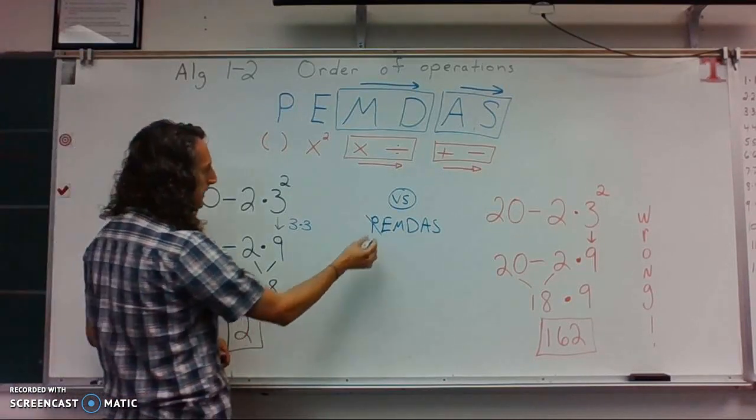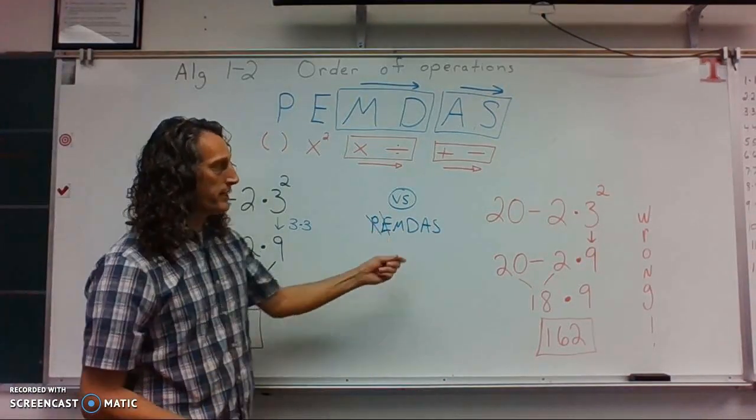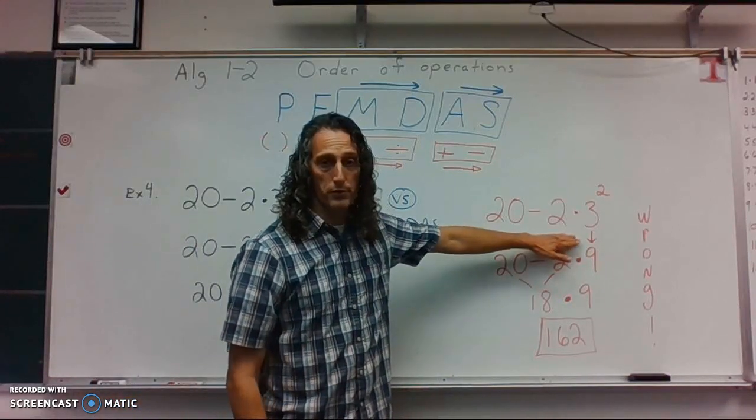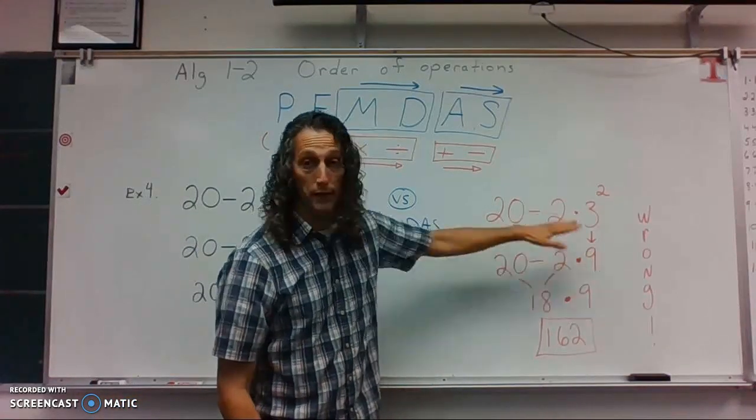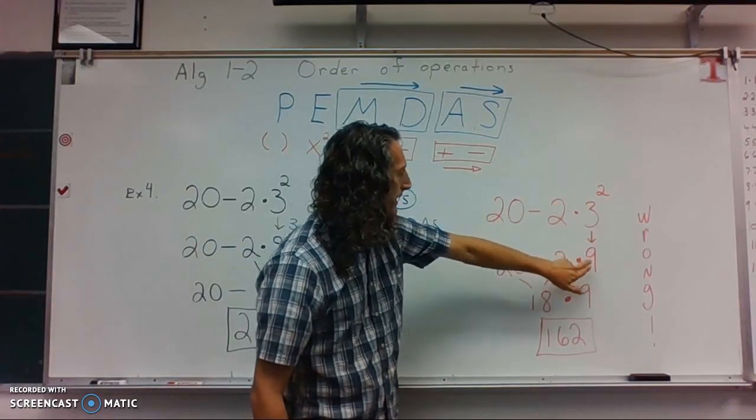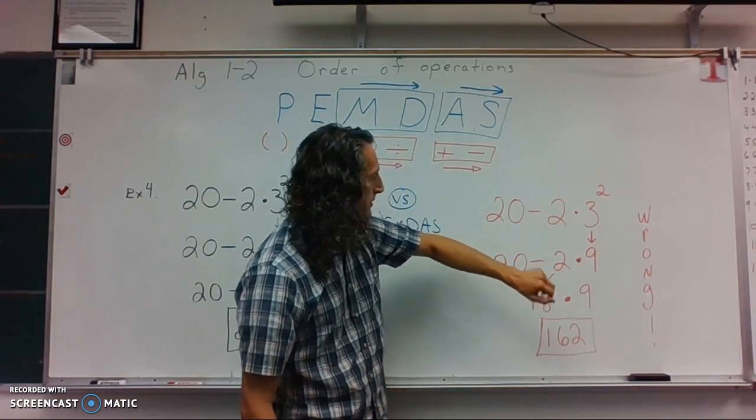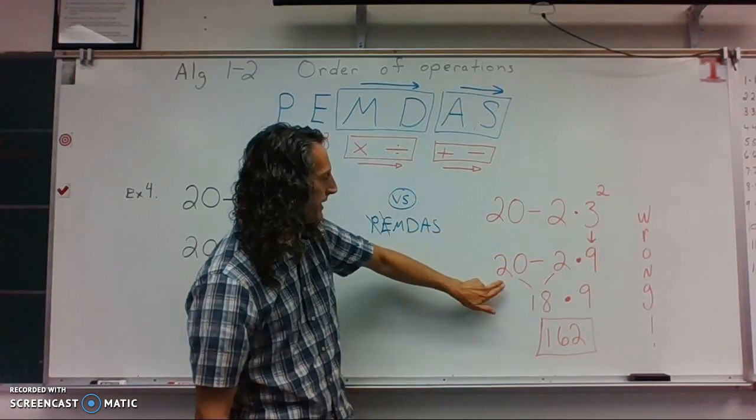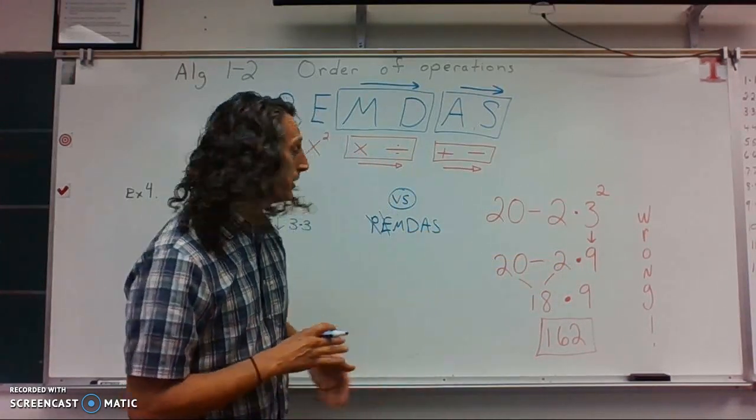All right, so I did my exponents. And you know what? They did their exponents over here also first. So far, we're good. Right? They went 3 squared, they got 9. They dropped down the multiplication symbol, the 2, the minus sign, and the 20. So we're still good. Right?